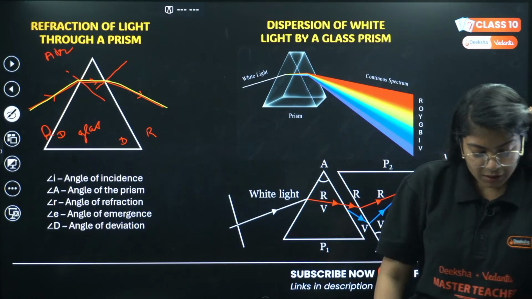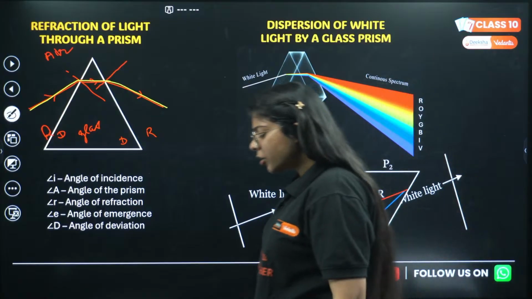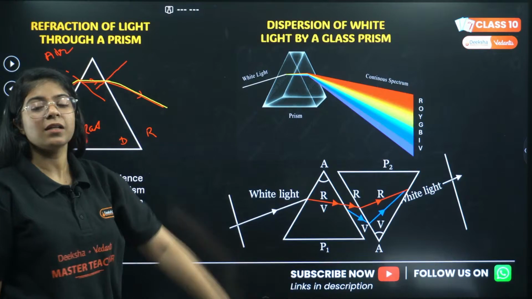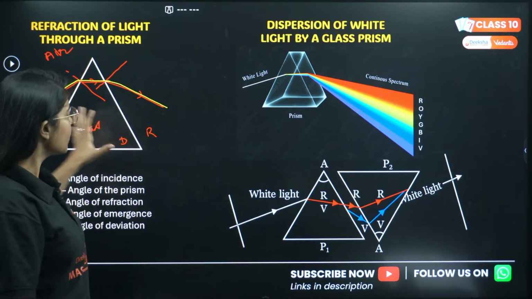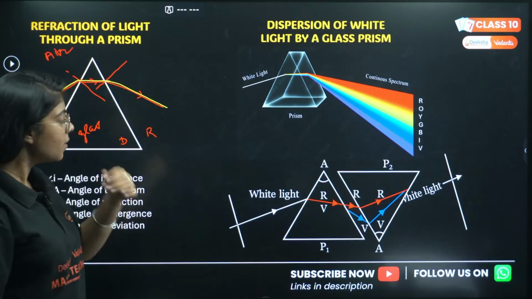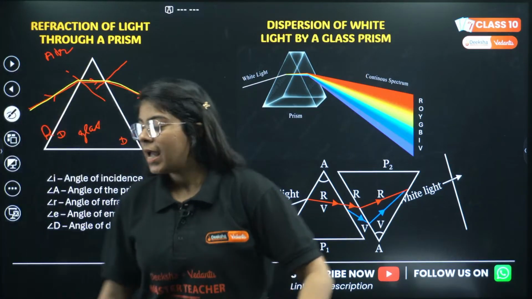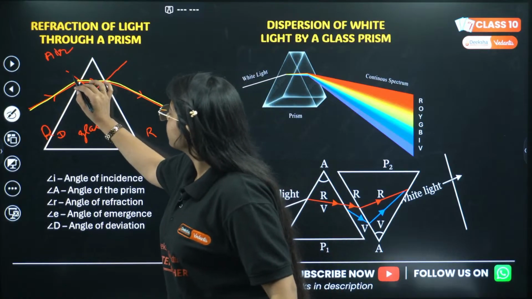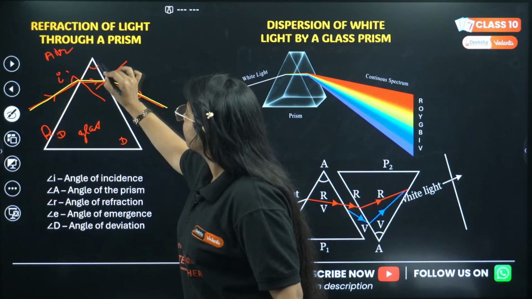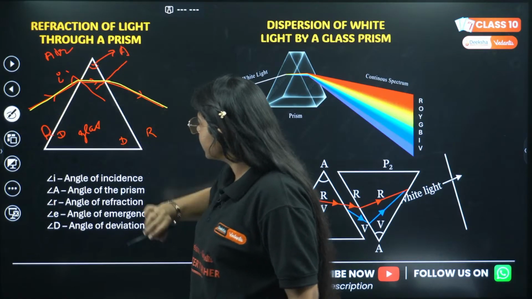Okay, so moving on, another topic a little bit, that is dispersion of white light by a glass prism. Here we just saw the path of the light that is passing through a prism. There are some things. This, with the normal, is the angle of incidence. This is the angle of prism.